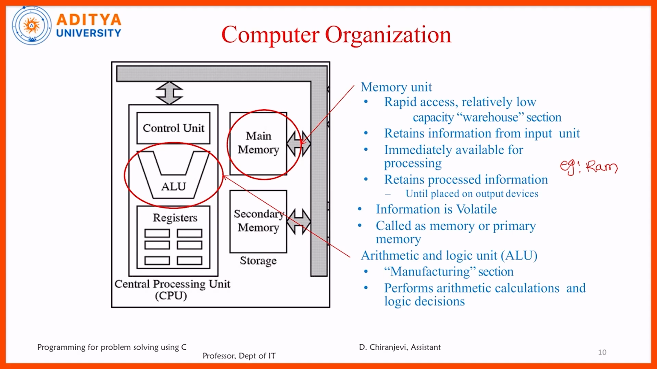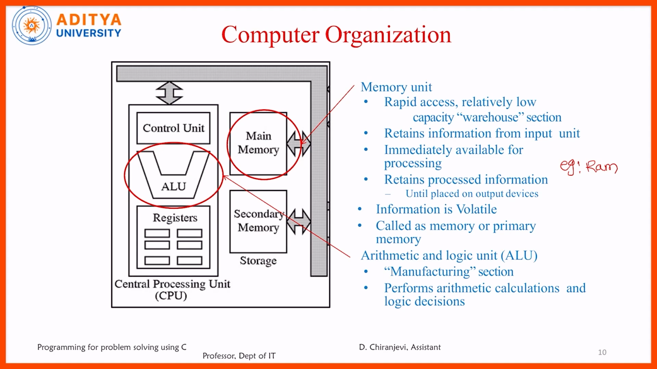So if the data is erased once the system is off, then since we cannot access the data, that is why we say the information is volatile. So this is all about primary memory. Primary memory is also known as temporary memory, because information is only available for a temporary period of time, right?